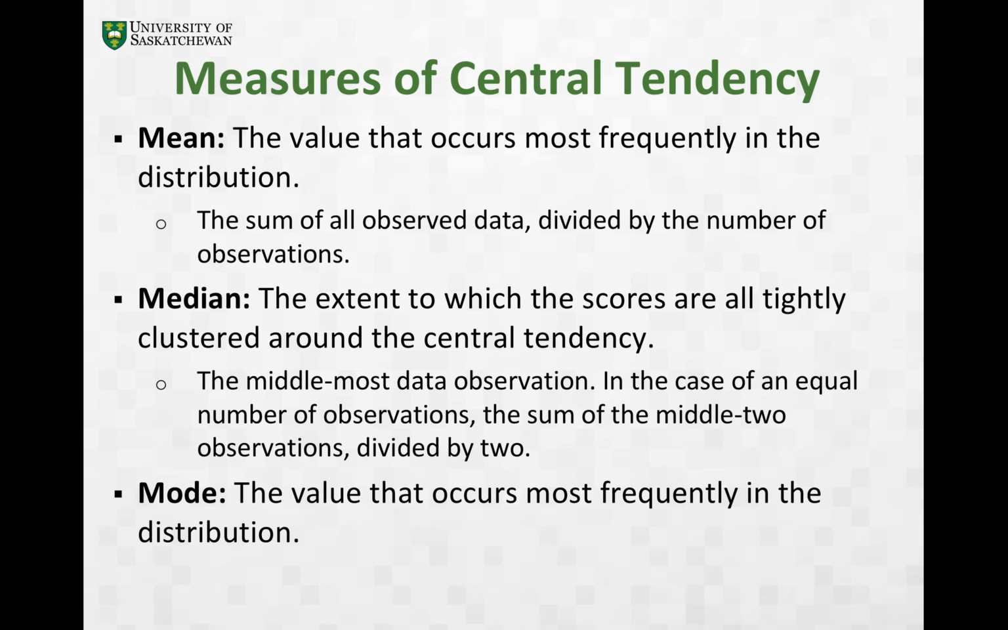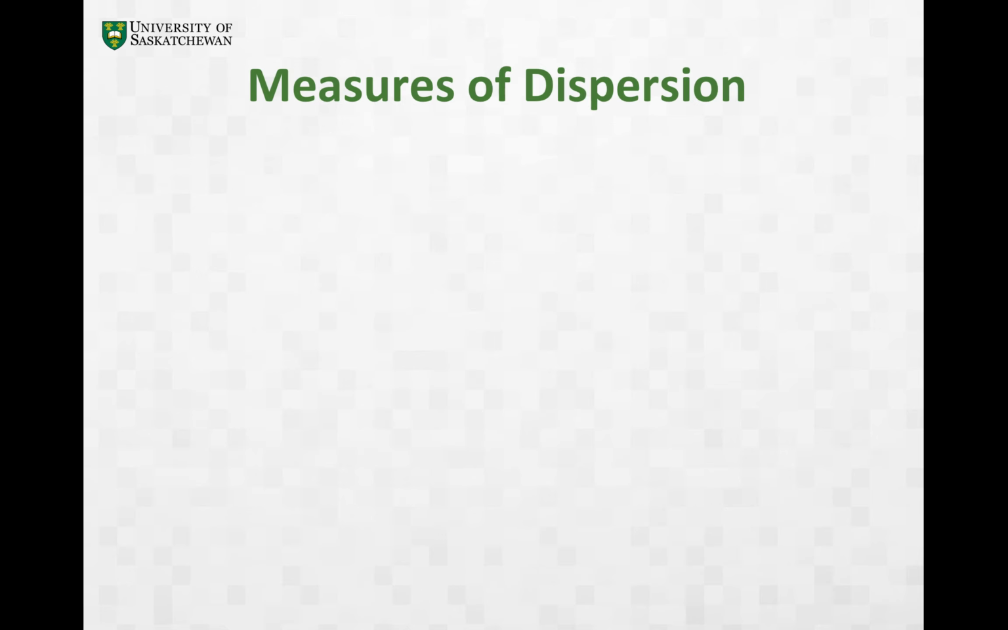Well, there's a third way we can also find the middle, and that's the mode. That's the value that occurs most frequently within the data distribution. Whatever that most frequently occurring value is, we take that and we say, hey, this is the middlemost point. So there are three different ways to find the middle.